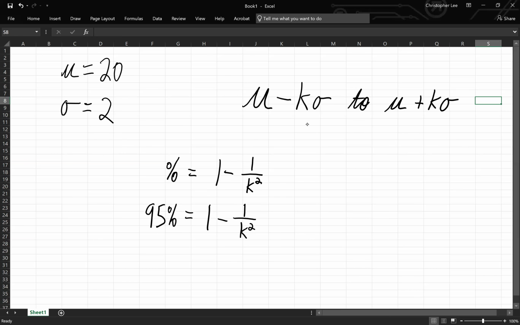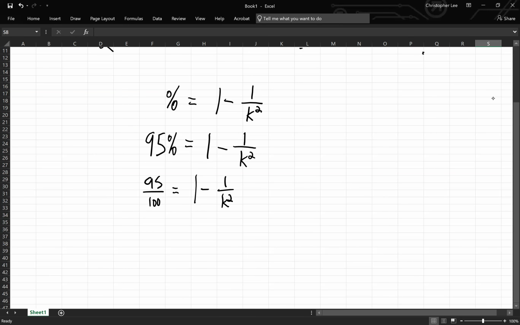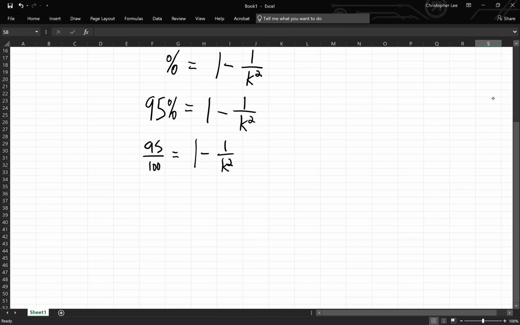Yeah, we need K for this formula to work. We already know what the mean and the standard deviation is. That's easy, just plug that in. But we just need to figure out what K is. So let's rewrite this. This would be like 95 over 100 is equal to 1 minus 1 over K squared. You could totally use a calculator for this. You don't have to go through all this work, but I'm going to go through it and show you.